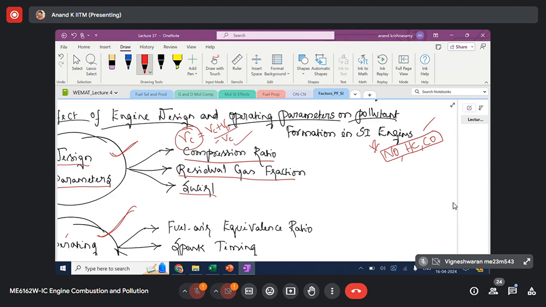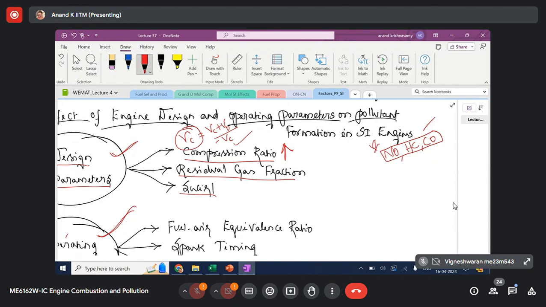But the important point we need to look at here is how compression ratio affects these three pollutants. So suppose if we consider that we are increasing compression ratio. Once you increase compression ratio, once you fix a higher compression ratio, what effect it will create on these pollutants? Let us take NO. So NO will increase, sir, probably.